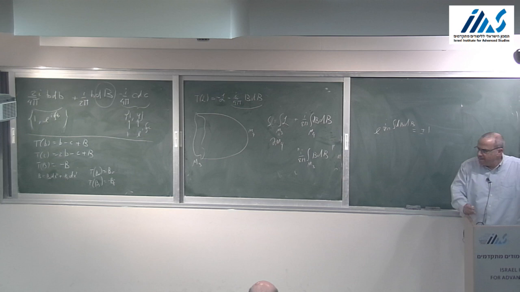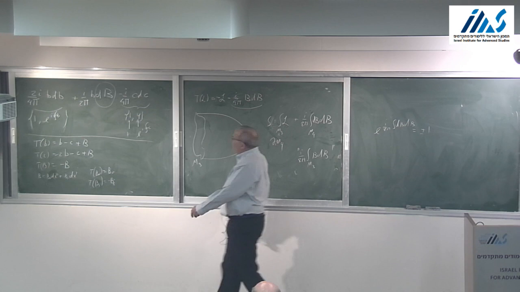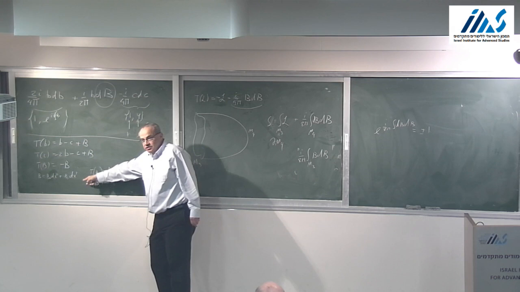You could have added also a B dC. I could have added another field. It could even be a B prime. That's an excellent question. So I leave it as an exercise for you. Add here another gauge field that couples to C, call it B prime, and generalize this, so it depends also on B prime.